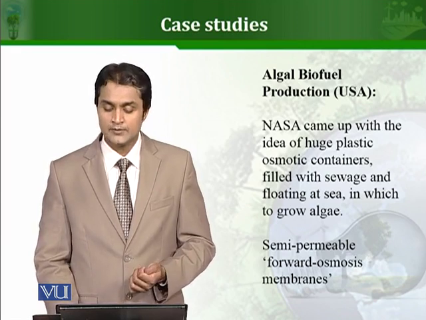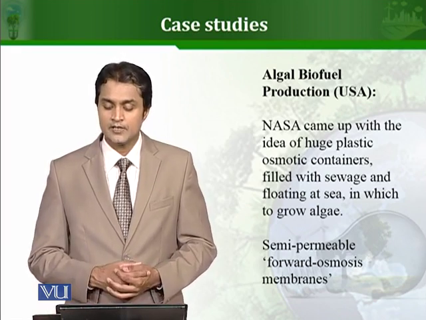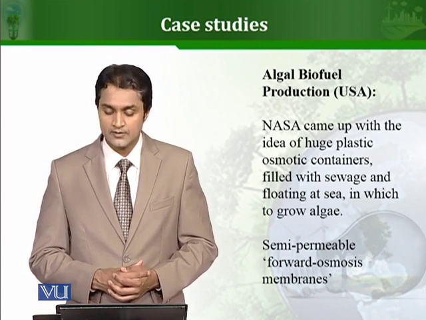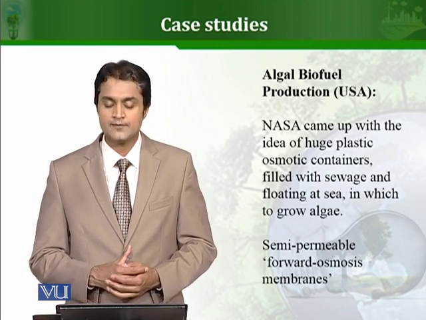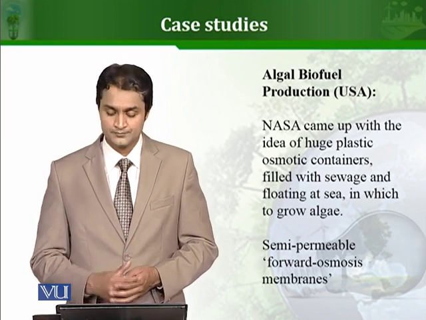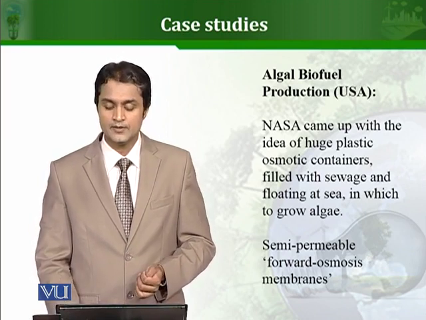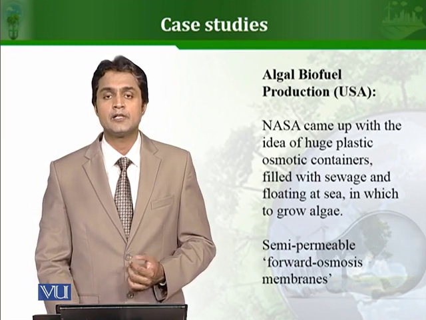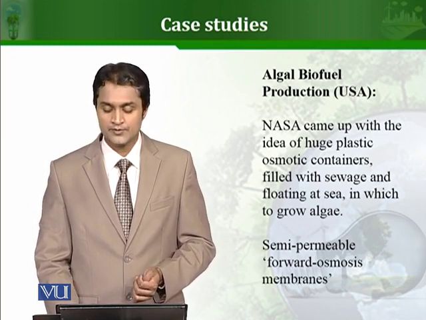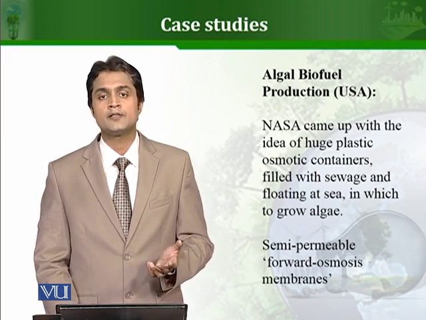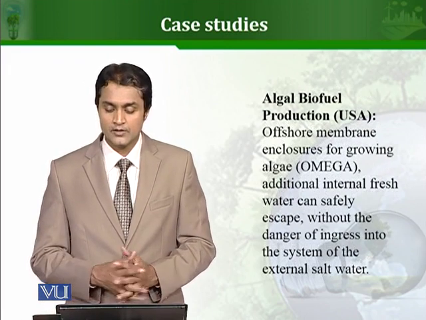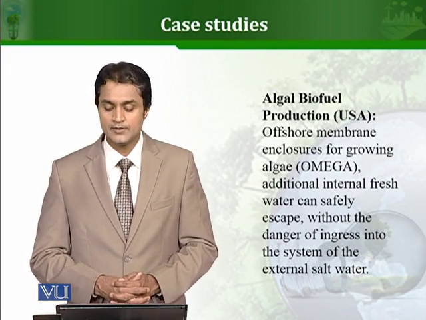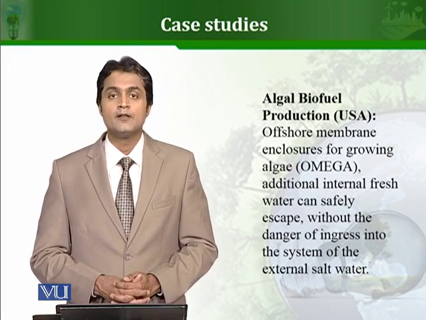One of them was suggested by NASA, which came up with the idea of huge plastic osmotic containers filled with sewage, and those could float at sea, in which algae could grow. And the membrane they used was a semi-permeable membrane, which allowed the forward osmosis. It is different as compared to reverse osmosis. So they called it OMEGA, offshore membrane enclosures for growing algae.